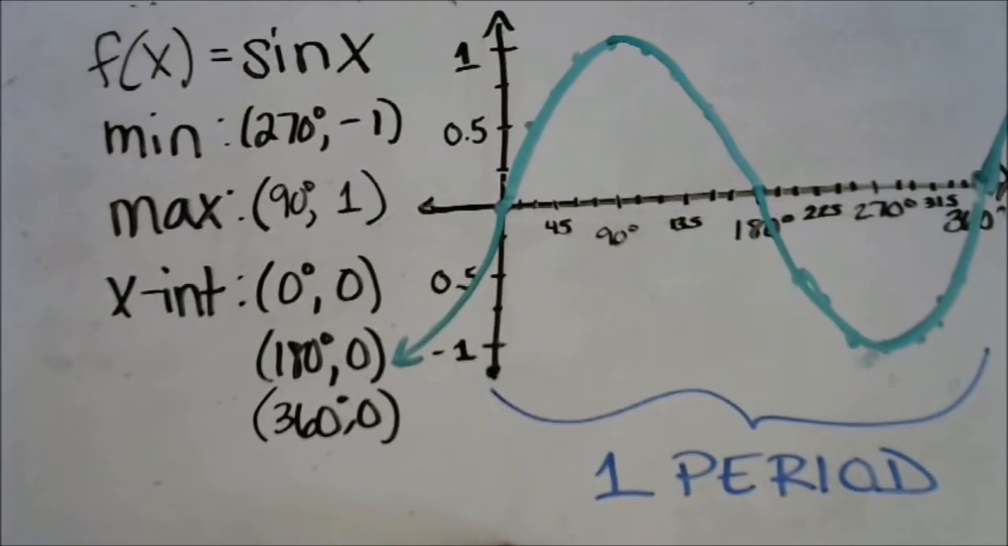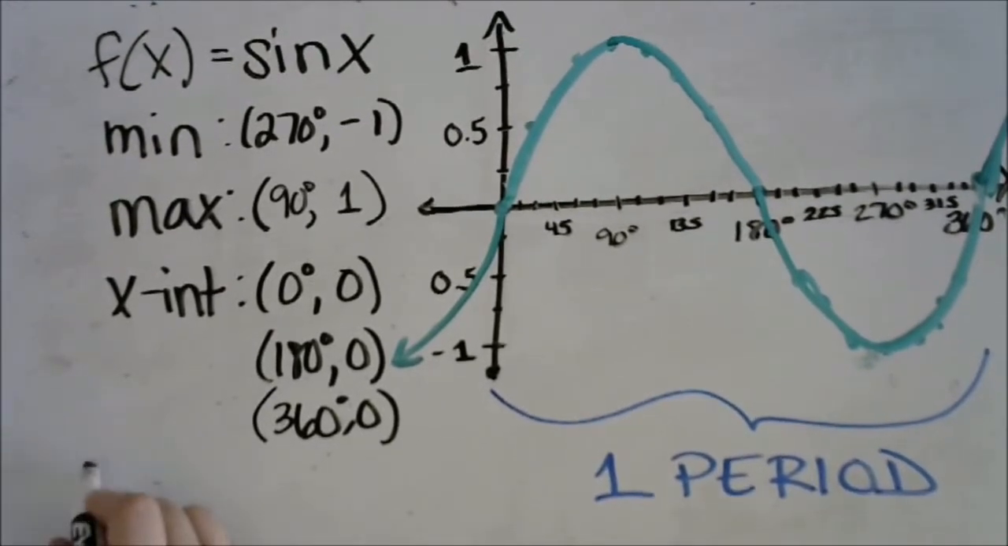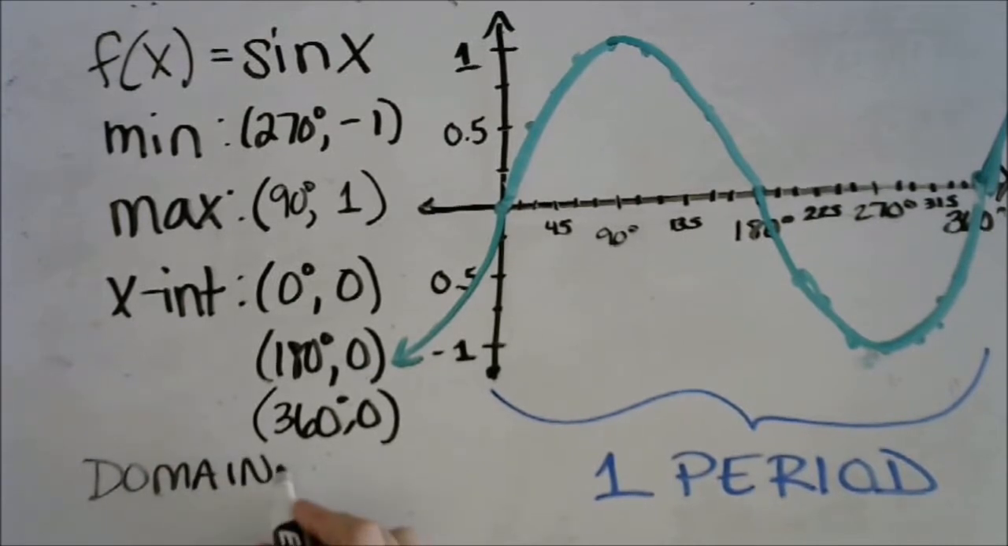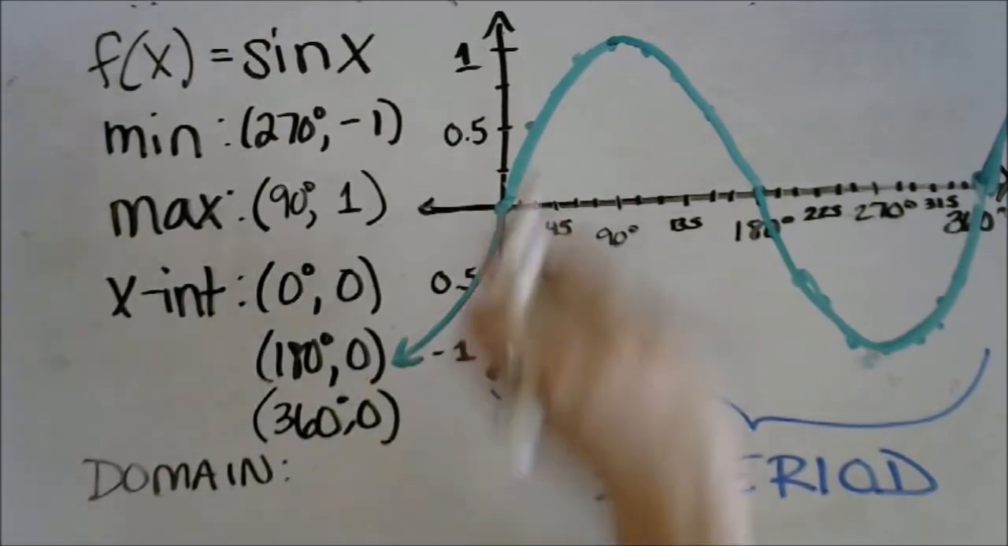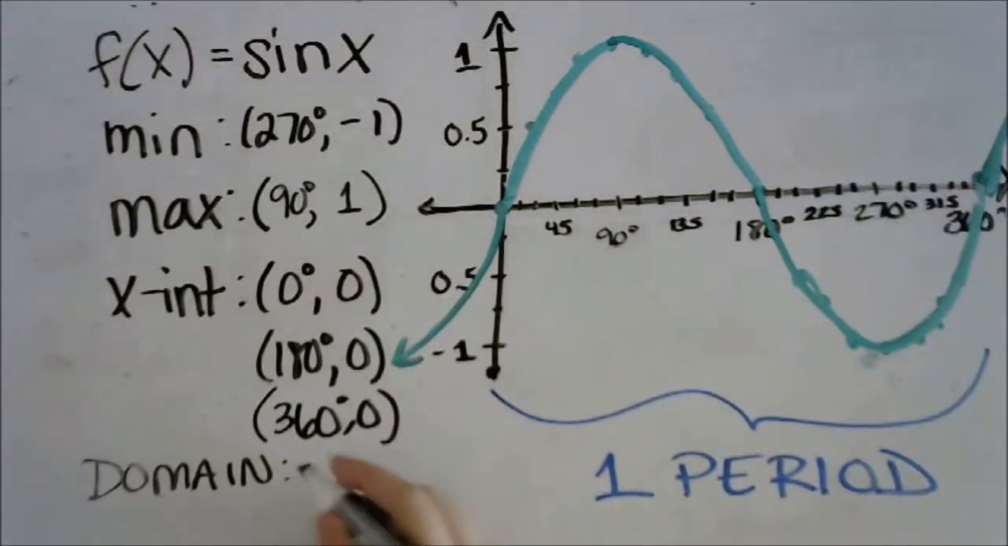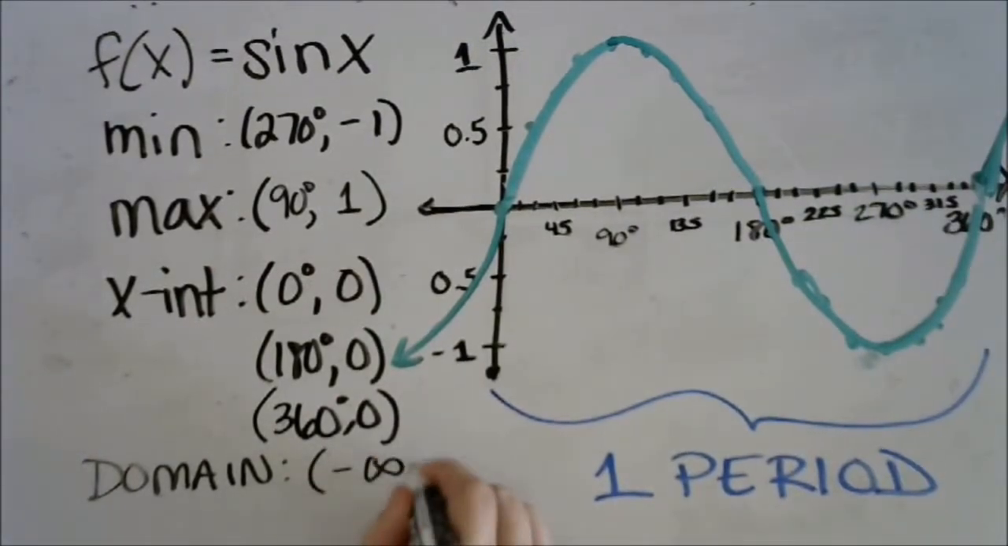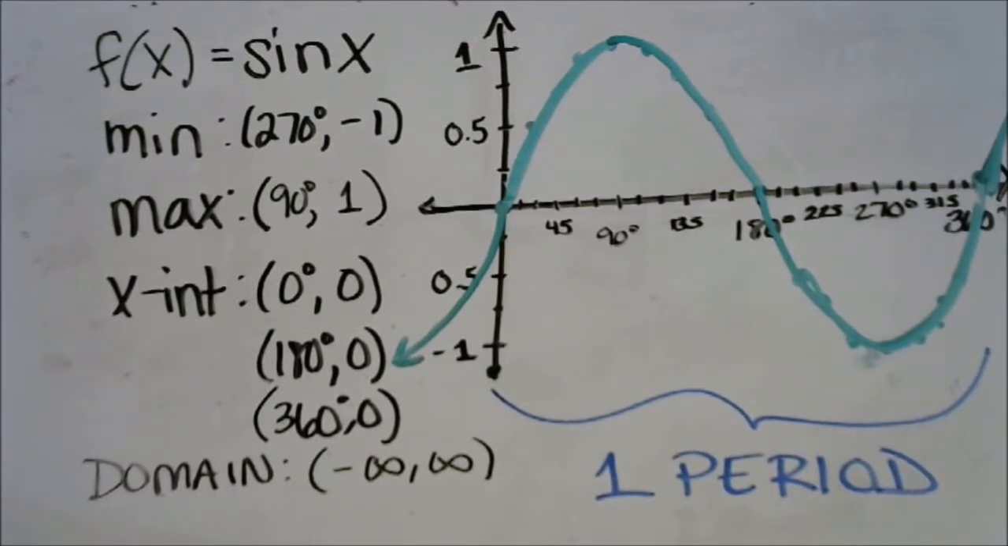The last thing that we need to list is the domain and range. The domain is all input values, and for a sine function, since it's never undefined on the unit circle, the domain is all real numbers, which we will notate as -infinity to +infinity.